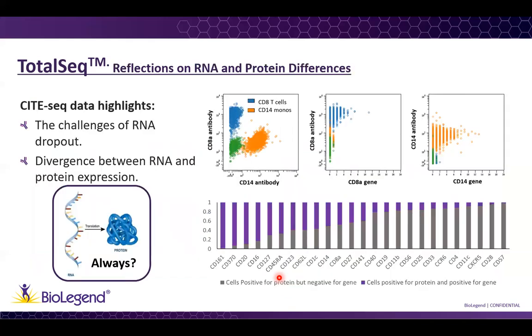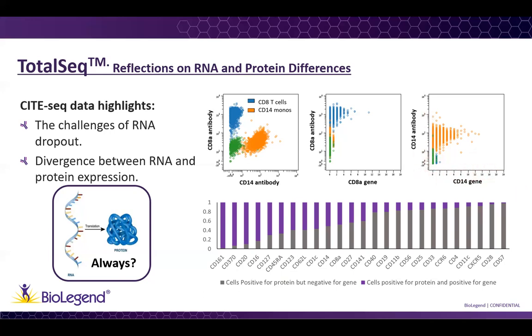Moreover, having the protein expression besides the transcriptome would help decrease challenges such as RNA dropout and the divergence between RNA and protein expression. It is known that mRNA levels do not always correlate with protein expression. You can find this nicely visualized in these dot plots, showing CD14 and CD8 protein and gene expression. In this plot, CD8 protein is nicely expressed, but not the CD8 gene. The other way around in this other plot, the mRNA for CD14 is nicely expressed, but the protein signal is not that strong.